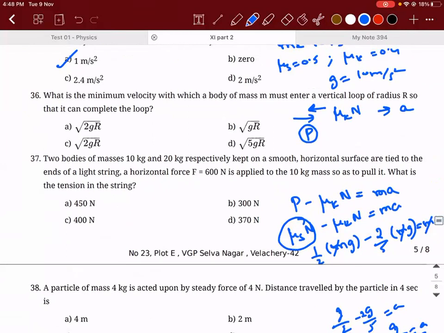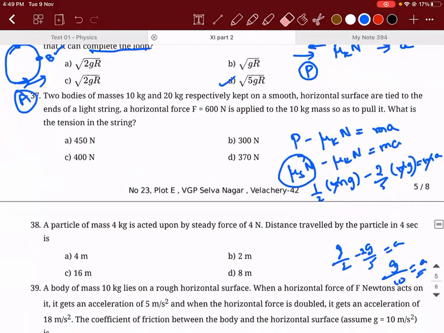Okay, I think the next one is easy, we'll finish that also. What is the minimum velocity with which an object M must enter a vertical loop of radius r so that it can complete the loop? What should be the minimum velocity given at the bottom so that it completes a vertical circular motion? This is a theoretical question. I would have taught this as theory. Velocity at point A is root 5 gr, velocity at point B is root 3 gr, velocity at point C is root gr. Have this in your mind. This you need not solve. Answer is root 5 times g into r.